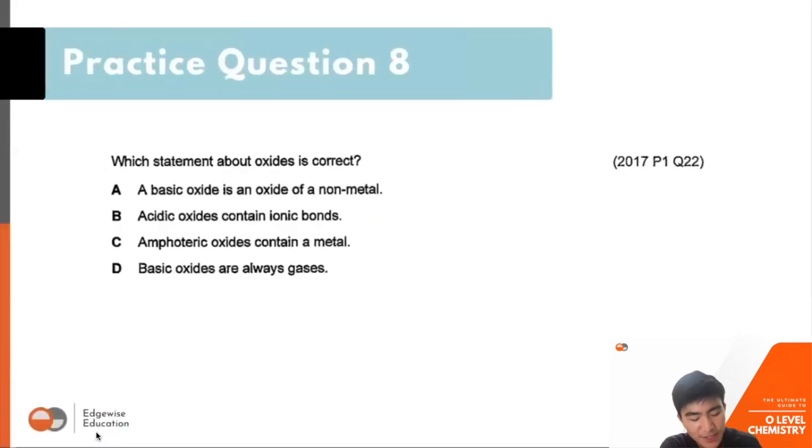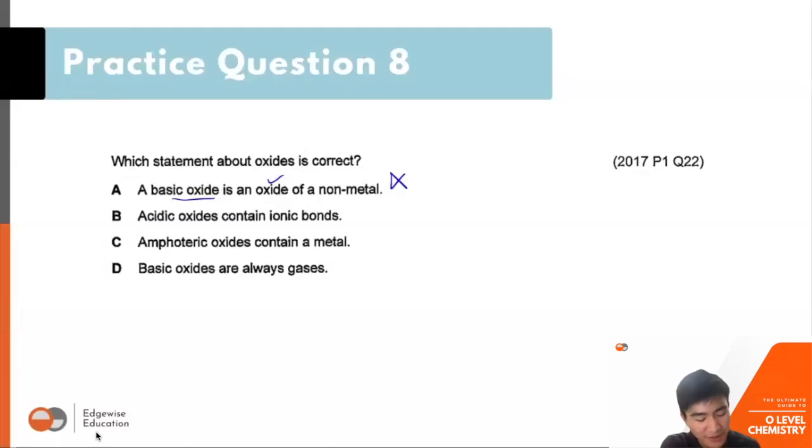Let's look at this question. Practice question number 8. Whatever we learned about oxides, now we apply. Which statement about oxide is correct? A, basic oxide is an oxide of non-metal. Is it correct? If correct, say yes. If not correct, say no in the chat. Okay, very good. Thank you, YJ. Very decisive no. So this is wrong, because basic oxide must be metal oxide.